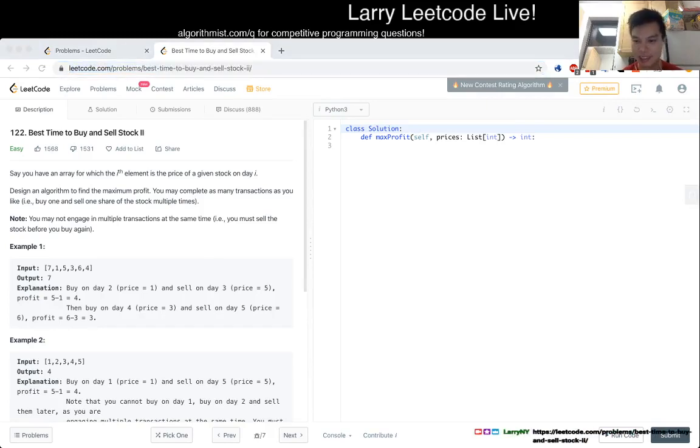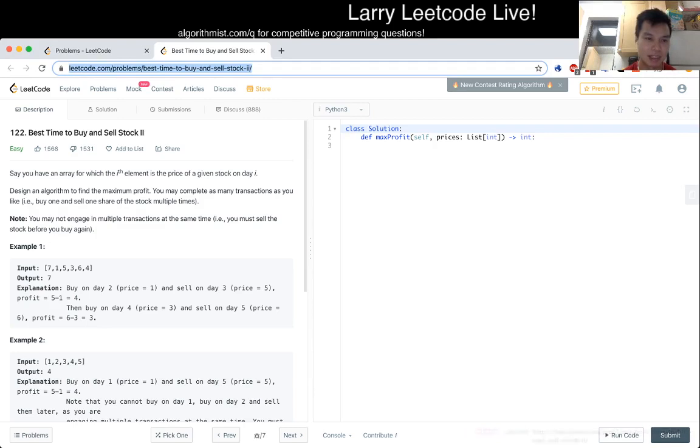Let's read the problem together. 122, Best Time to Buy and Sell Stock II. Say you have an array for which the ith element is the price of a given stock on day i. Design an algorithm to find the maximum profit. You may complete as many transactions as you like. You may not engage in multiple transactions at the same time. You must sell the stock before you buy again. Okay.